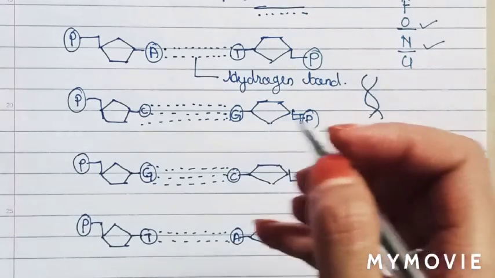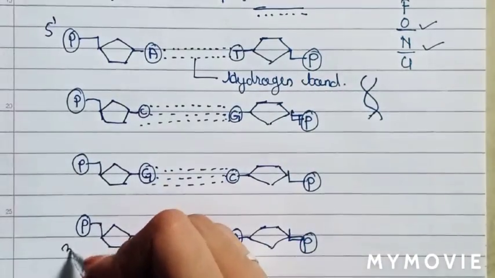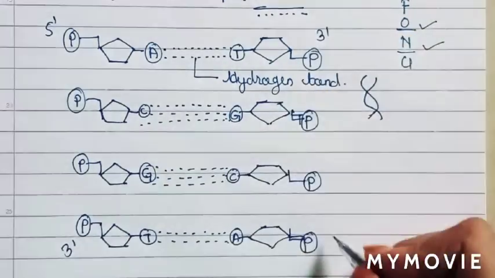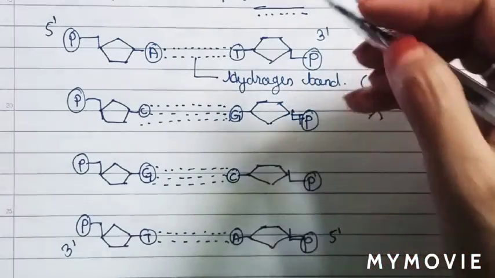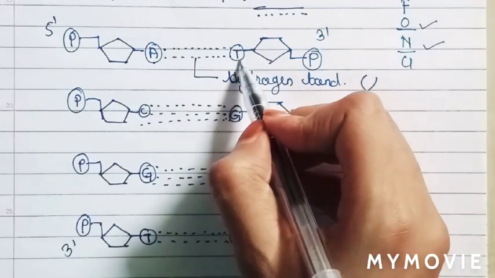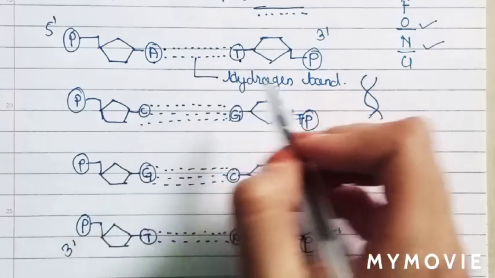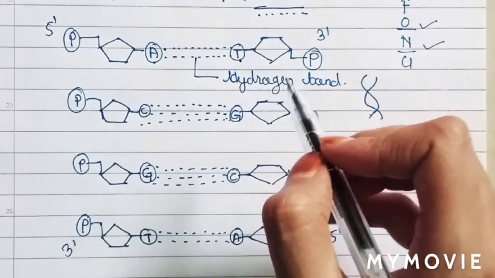In this video, we have seen the antiparallel strand. Here you can say it is 5' to 3', and here 3' to 5'. But here you can see one purine and one pyrimidine, meaning an equal amount of purines and pyrimidines are present in case of DNA.